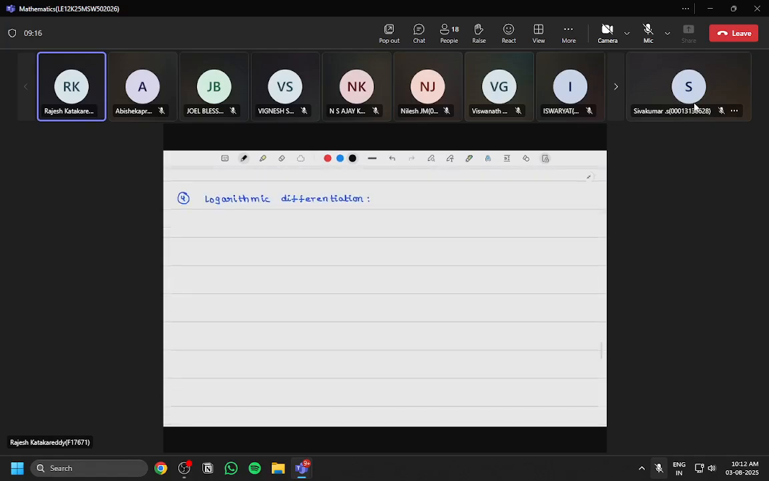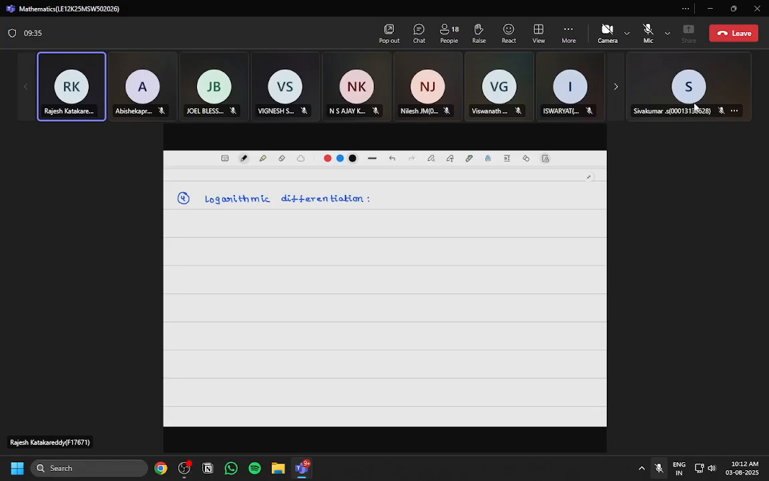Logarithmic differentiation. When will we actually use this? If I have a function f of x to the power g of x, variable to the power variable, there we will use logarithmic differentiation.